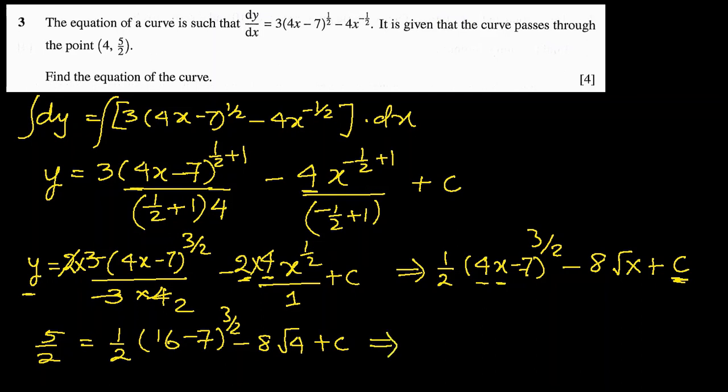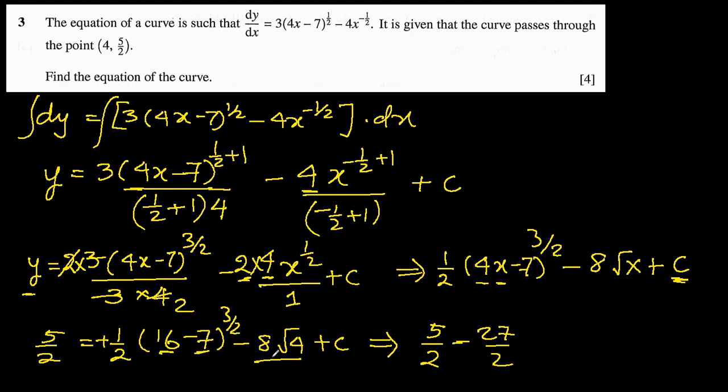So let's keep c on the right side and bring everything to the left side. 5 over 2 is 5 over 2, then this becomes what? 16 minus 7 is 9, and 9 to the power 3 over 2 will be 27. Please use a calculator if you don't understand what happened here. So minus 27 over 2. That's what this whole thing becomes, because it's positive, so I made it negative when I brought it to the left.